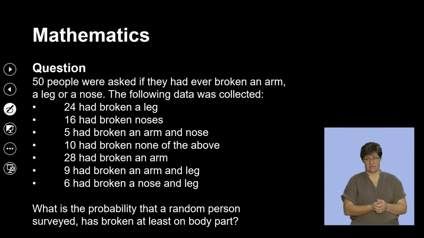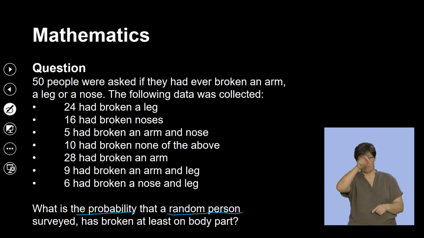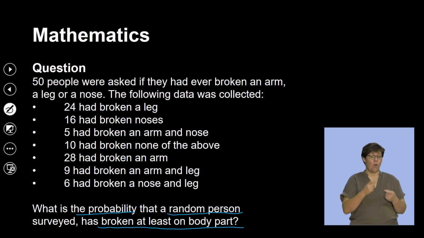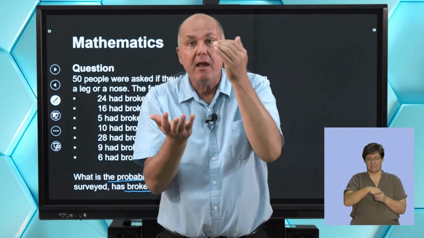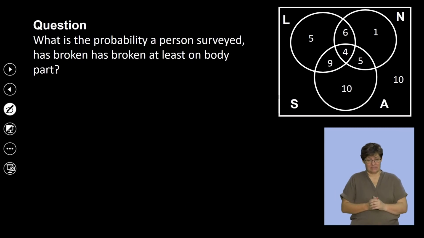Right. Have a look at this. The probability that a random person that has taken the survey has broken at least one body part. Guys, this terminology, at least one, means that you have to consider all of those that are in the sets N, L, and A. So it's everything that's in that Venn diagram, except those ones that are in the sample space. Have a look here. When we're looking at least one, we're considering all of this space.